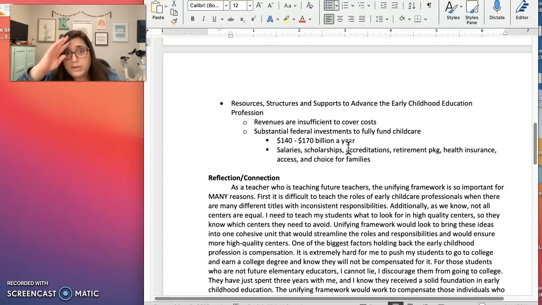And this is so important for incoming future teachers, things that I talk about with my students about choice. You have to really choose the center that fits what you believe, your personal beliefs, that philosophy of education we talk about. And so that choice is so important. And with the unified framework, it's going to give them, families and teachers, educators, choice.